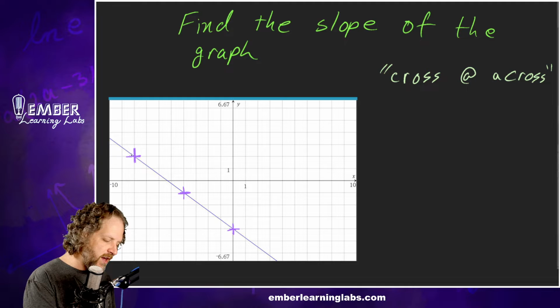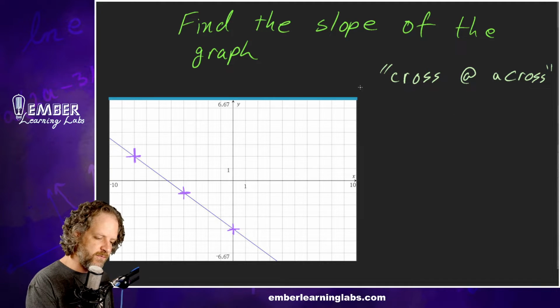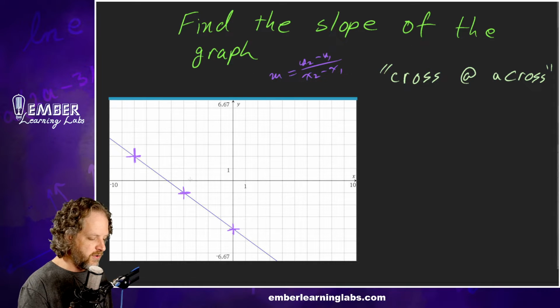So then you have two options. Once you've found them, you can do one of two things. You can use the slope formula, which is, of course, m equals y2 minus y1 all over x2 minus x1, and you can plug these points in.